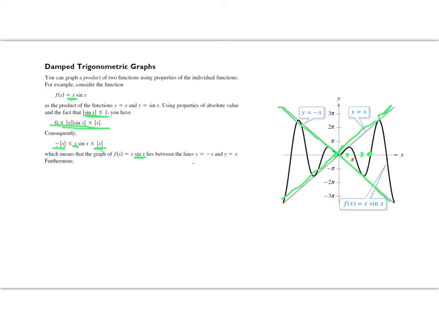So the sine starts at 0, goes to the top, to y equals negative x, that's our top point, and then at pi it hits 0, and then at 3 pi over 2, instead of going to 1, it's going to go to y equals x, or y equals negative x, and then at 2 pi it's going to go to 0. So those are your limits.